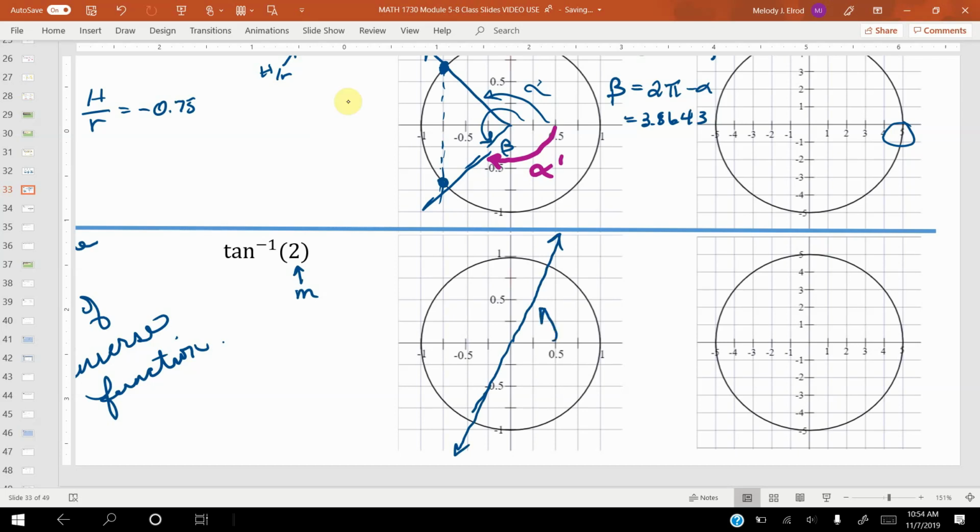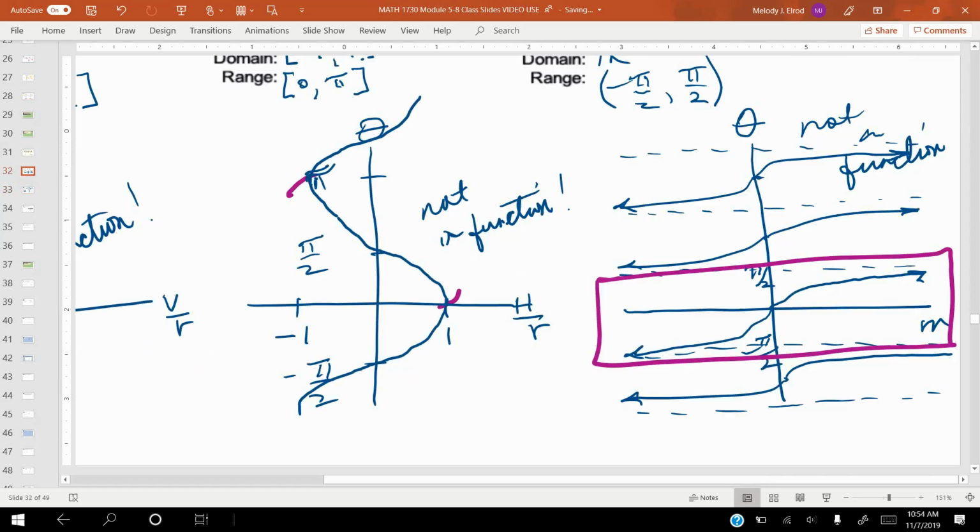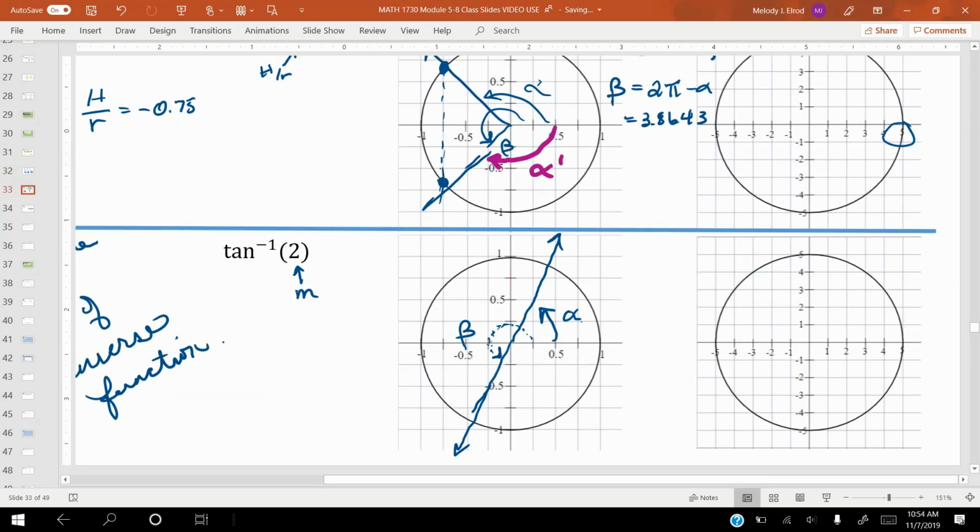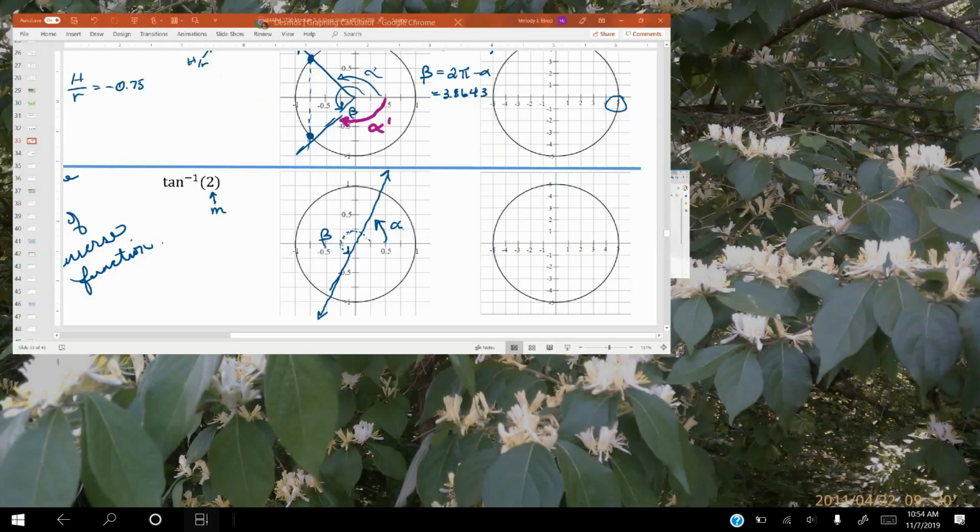So we're going to have alpha, and I'm going to have beta. So which one will we expect the calculator to deliver back to us? Well, we should expect alpha to come out because we know that the inverse tangent function has a range from negative pi over 2 to pi over 2. And so we should expect to get the first quadrant angle out when we do that. So let's go over and find that first quadrant angle.